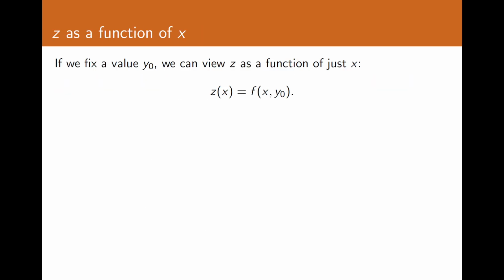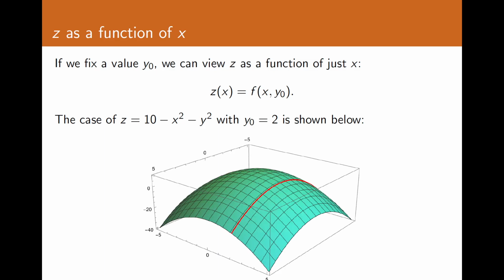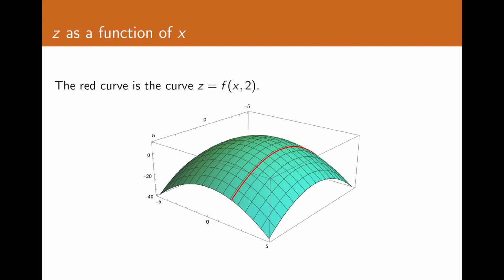So what we can do here is fix the value of y0, and then we can view z as just a function of x, because now x is still allowed to change, but y is not changing. y is staying as y0 all the time. So if we were to plug in y equals y0, which is 2 here, we would get 6 minus x squared. And we can see that pictured on the 3D graph here as this red curve. So this is the curve z of x equals f of x comma y0. Okay, so this is the curve f of x comma 2.